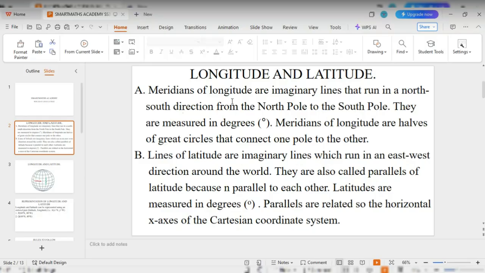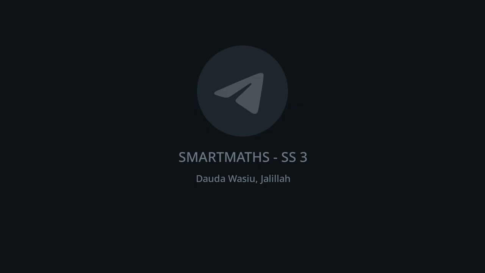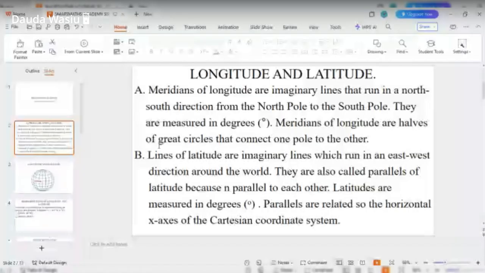So let me take that again. You can define a line of longitude, if it were just one, as an imaginary line that runs from the North Pole up to the South Pole. But since we have many lines of longitude, that's why we have meridians of longitude. So I will show the diagrammatic representation of this. They are measured in degrees. So the unit of longitude is what? Degree. Meridians of longitude are halves of great circles that connect one pole to the other.